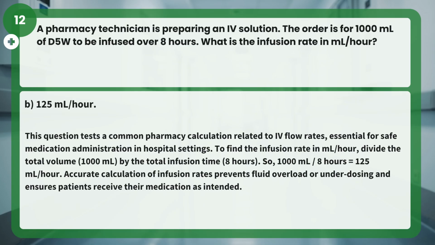Answer B. 125 milliliters per hour. This question tests a common pharmacy calculation related to IV flow rates, essential for safe medication administration in hospital settings. To find the infusion rate in ml/hour, divide the total volume, 1,000 ml, by the total infusion time, 8 hours. So, 1,000 milliliters/8 hours equals 125 milliliters per hour. Accurate calculation of infusion rates prevents fluid overload or underdosing and ensures patients receive their medication as intended.